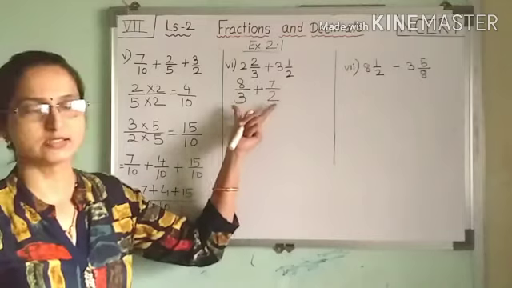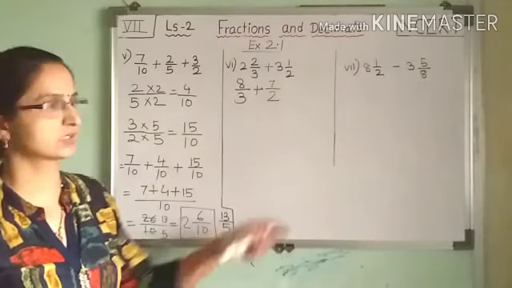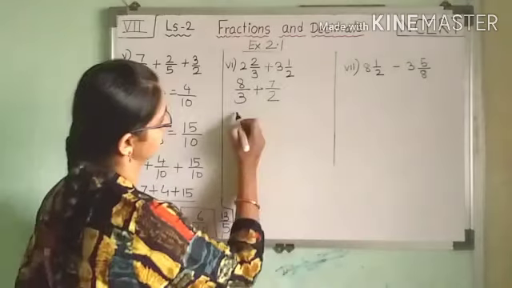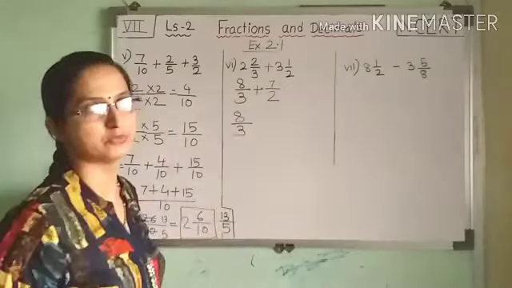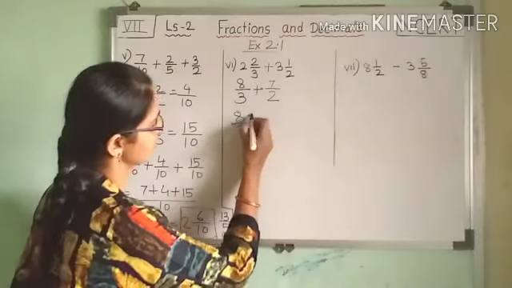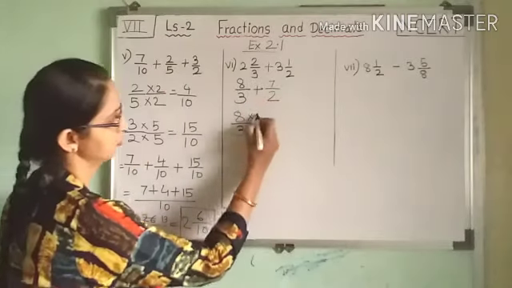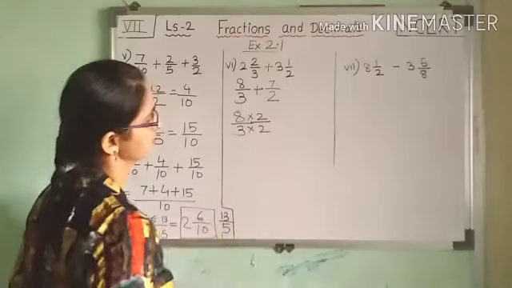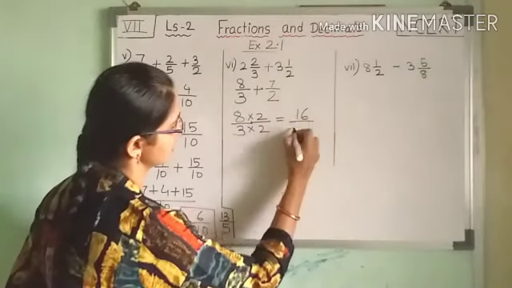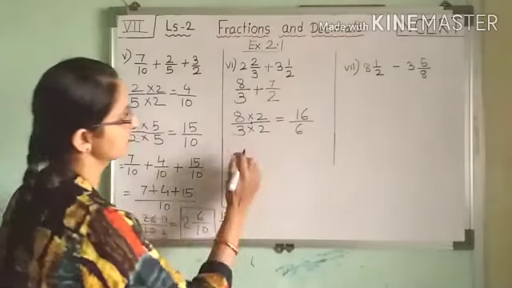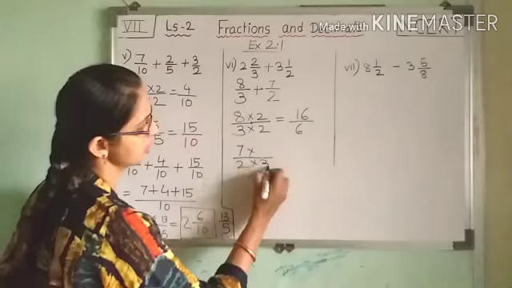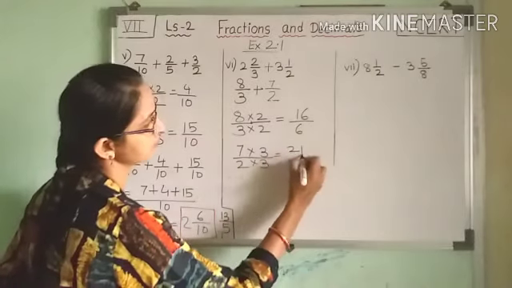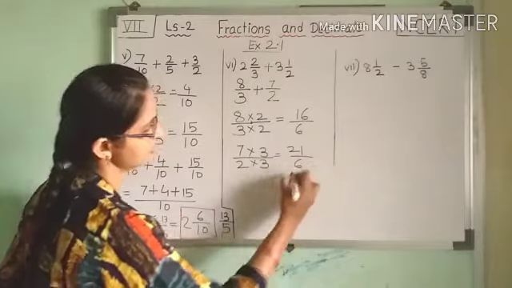We have to add these, but these are unlike fractions. First convert them into like fractions. Now LCM of 3 and 2 is 6. So we want 6 as denominator. So multiply this fraction by 2. 8 2s are 16, 3 2s are 6. Now take this fraction. We want 6 as denominator. So multiply it by 3. Answer is 21 upon 6.